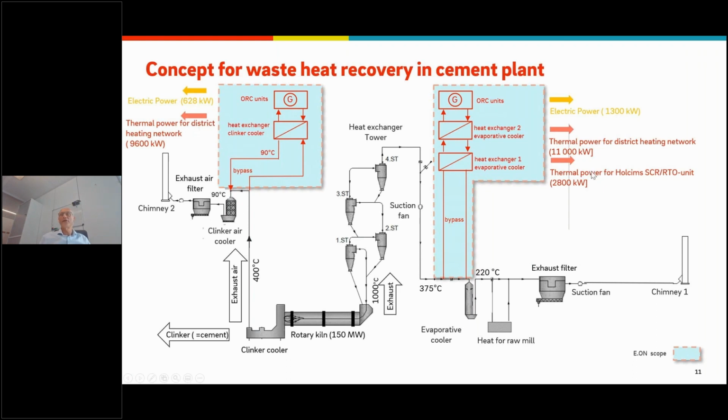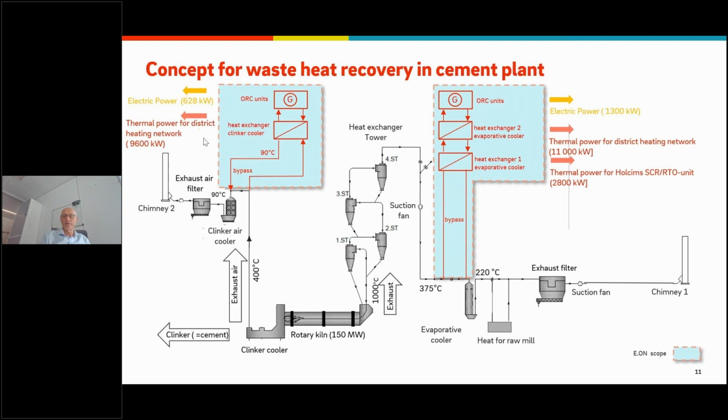Both heating networks, the district heatings, have to be built up. It will have a length of 9 kilometers, and I think it will need the next 5 or 6 years to build this up. In this time, we can use the ORC units, and we can use the ORC units in summer times when the district heat does not need so much heat.